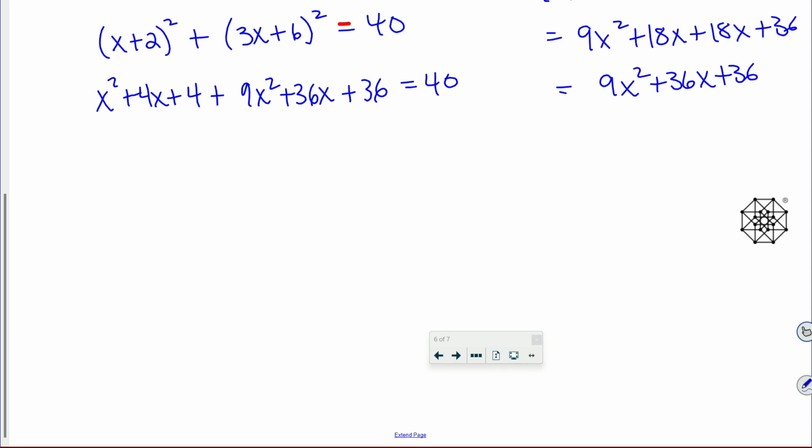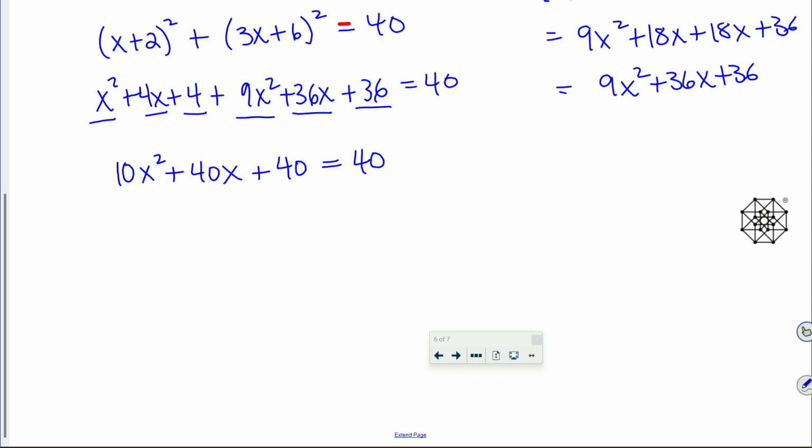Wow. All right. So now I want to collect like terms on the left-hand side of the equation. I have an x squared and a 9x squared, which gives me a 10x squared. I have a 4x and a 36x, which gives me 40x. I've got a 4 and a 36, which gives me a 40. And then that's equal to 40.